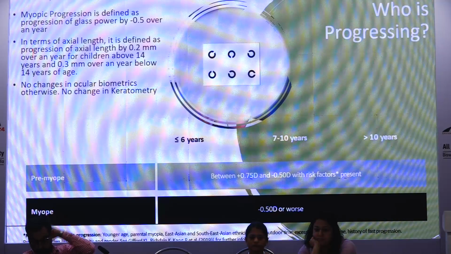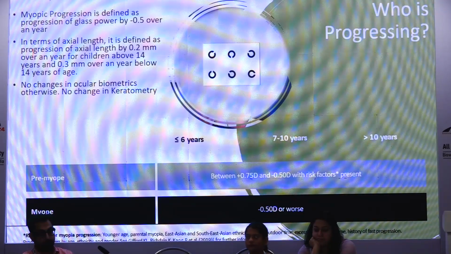So myopic progression is actually defined as a progression of glass power by more than 0.5 diopter over a year. In terms of axial length, in our clinic, we define it as a progression of 0.2 millimeter beyond 14 years, because past 14 years, we do not really think that there would be a great progression. So even if there is a small progression of 0.2 millimeters, we take it as a significant progression. Under 14 years of age, 0.3 millimeter progression is what we take as a significant progression. Otherwise, there should not be any change in ocular biometrics.